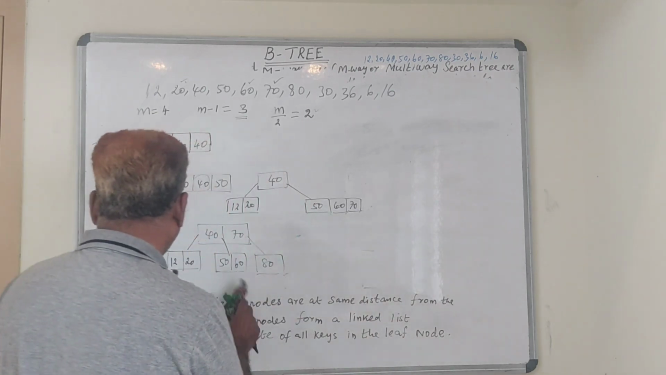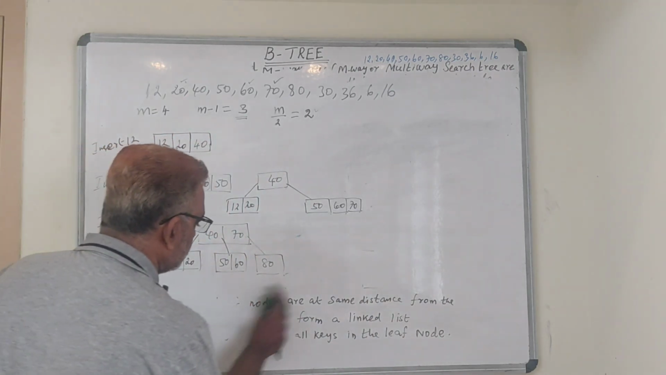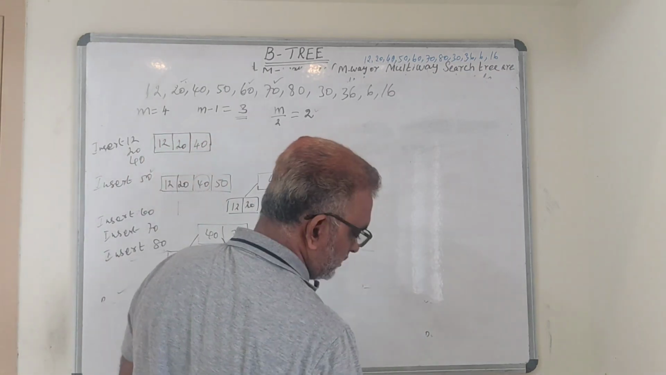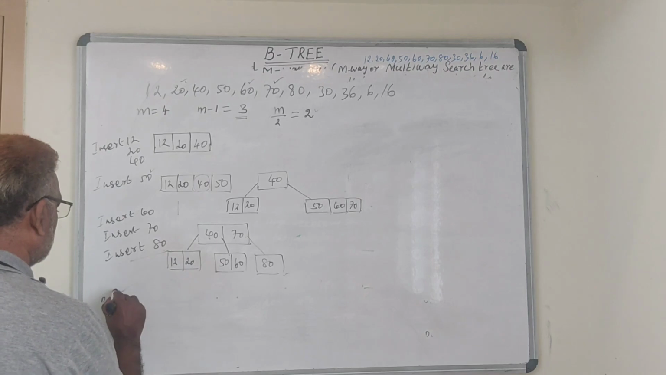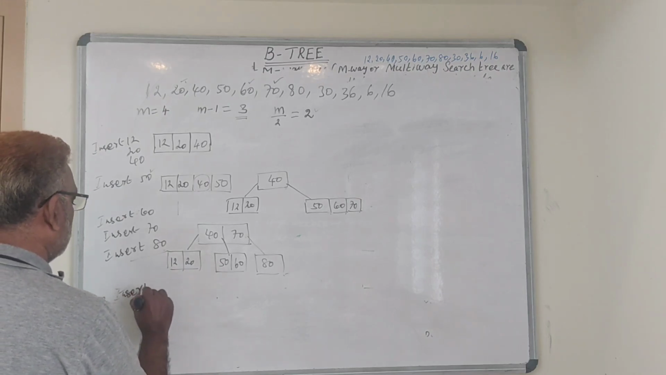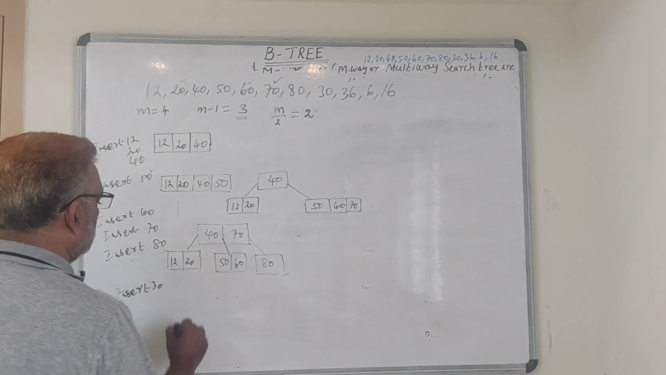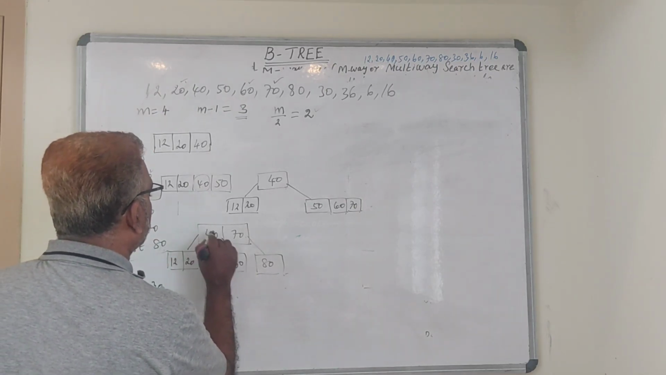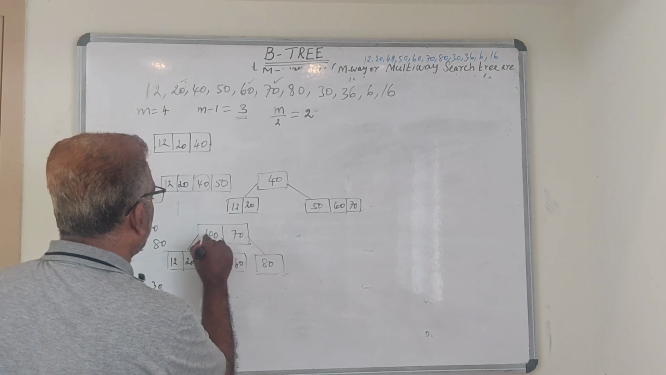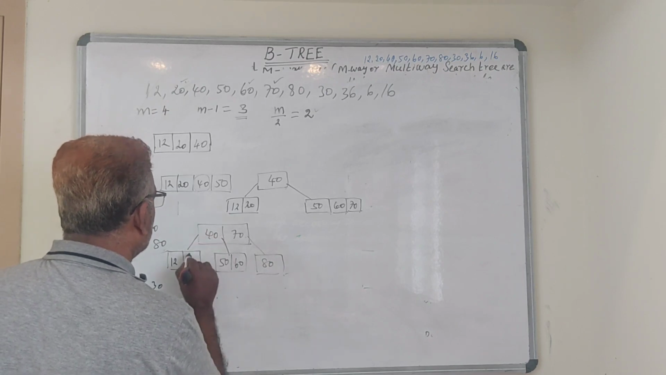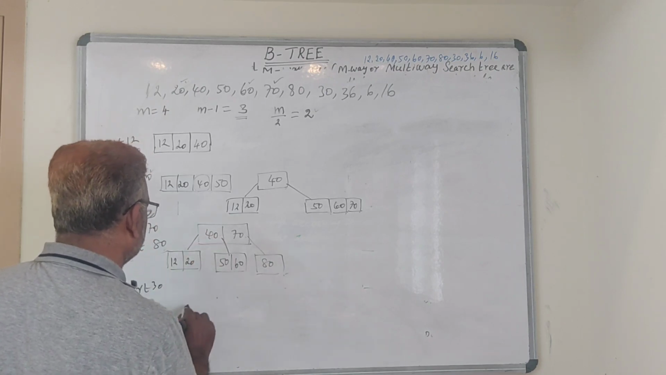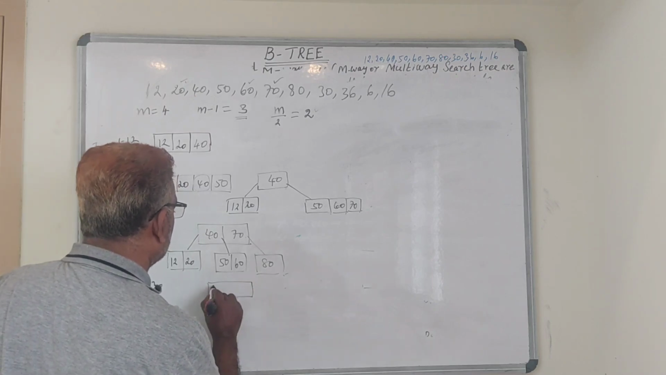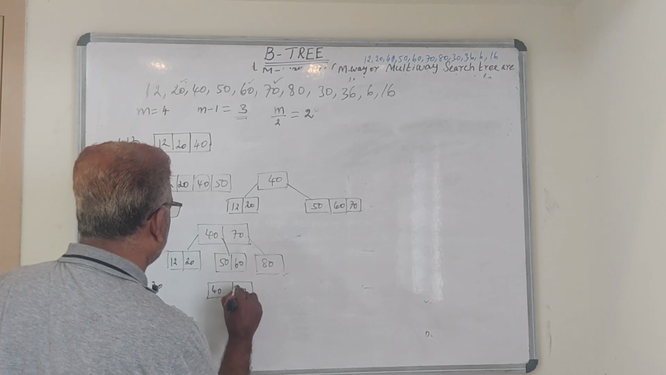Now the next value we have to insert, after 80, is 30. So insert 30. Where will it be inserted? Compare it with the first one, that is 40. It is lesser than 40, so it can be inserted here. As a result, we'll have the value 40 and this is 30.